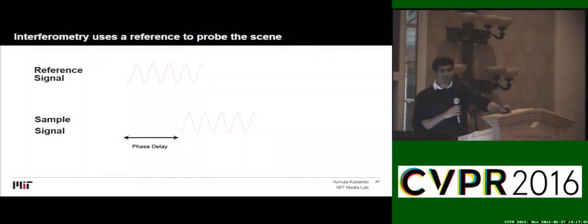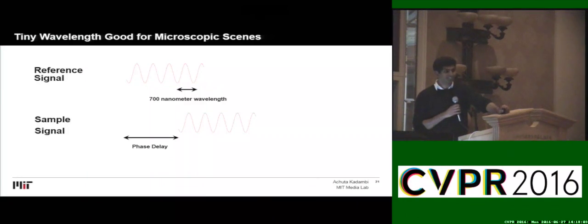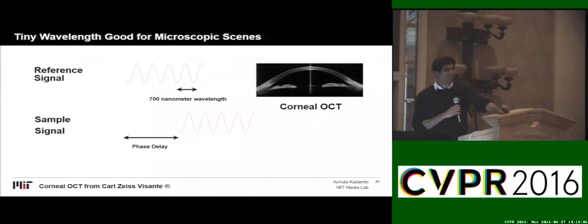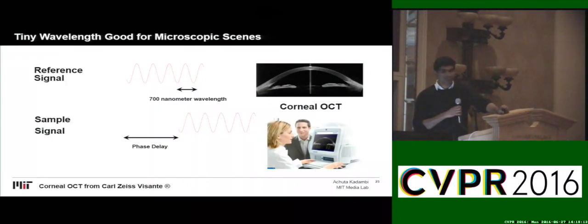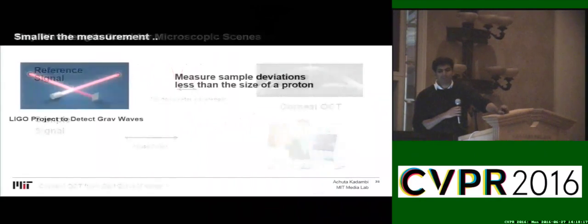For path length interferometry, you might use a reference to probe the scene. So your reference signal would be a sinusoid, and the signal that reflects off the sample would have a phase delay. Now the problem is that this occurs at nanometers. When you use optical light, these are nanometer shifts. And so it's really great for biomedical applications like corneal OCT, but such instrumentation is really specialized, expensive, bulky, and requires a trained operator.